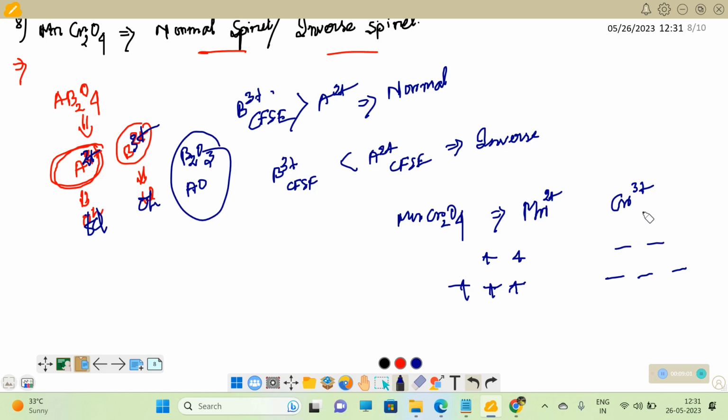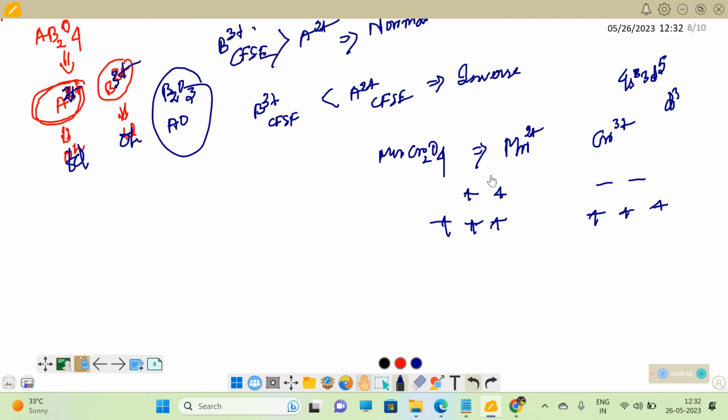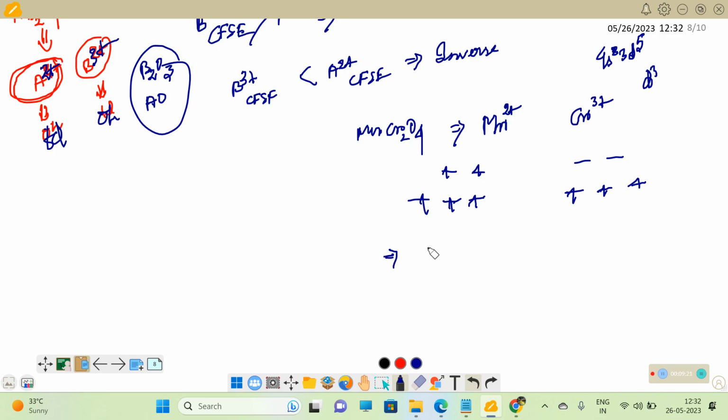and for Cr3+, what is the configuration of Cr3+? That is 4s1 3d5, and 3+ is there, so 3d3. So d3 system is present. So as you can see, for Mn2+ d5 system, the CFSE will be 0. For d5 system and d10 system, the CFSE is 0. And here it is minus 1.2 delta, means 3 electrons are there, into 0.4 delta.